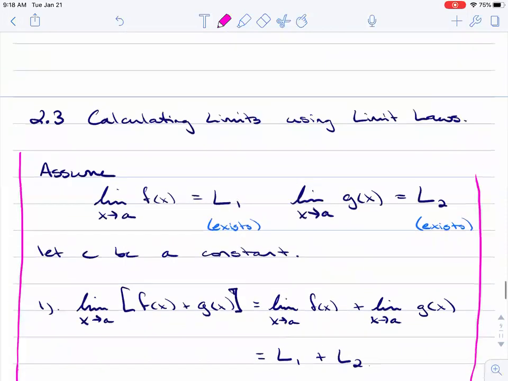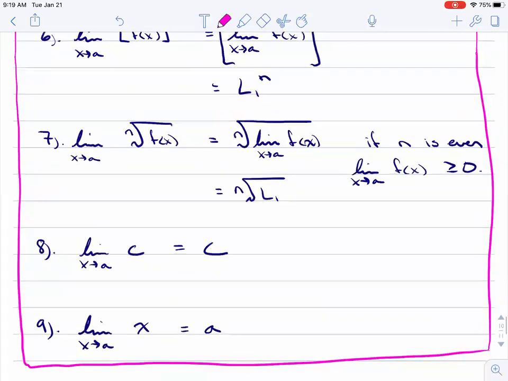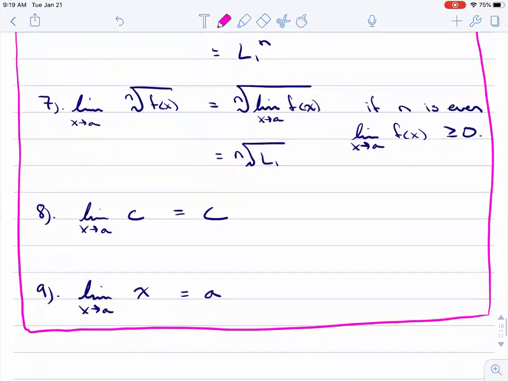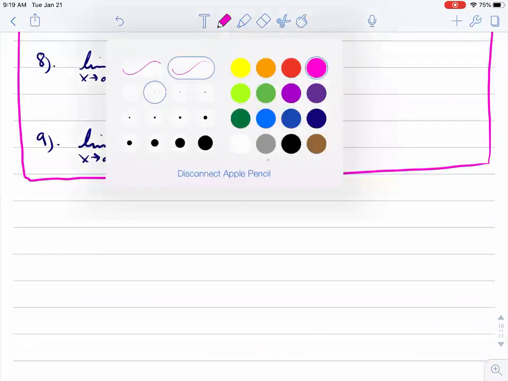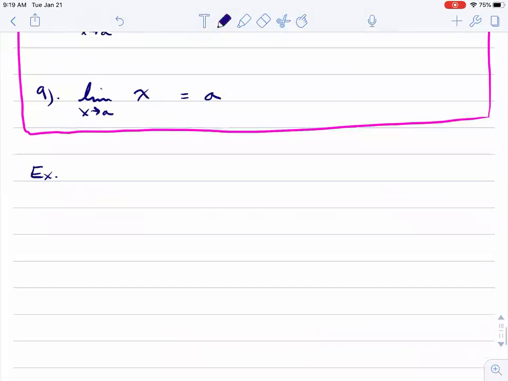But most of these, or probably all of these, should feel pretty intuitive. As long as you can think, well, I can bring the limit inside, as long as that limit doesn't violate math laws, dividing by 0, taking the square root of a negative number, then I'm fine. All right. Let's do an example.